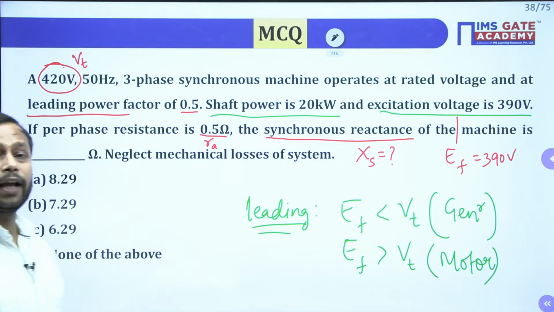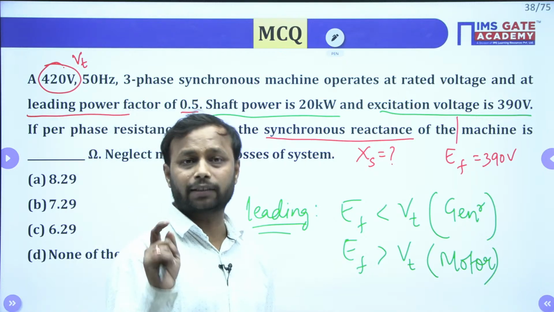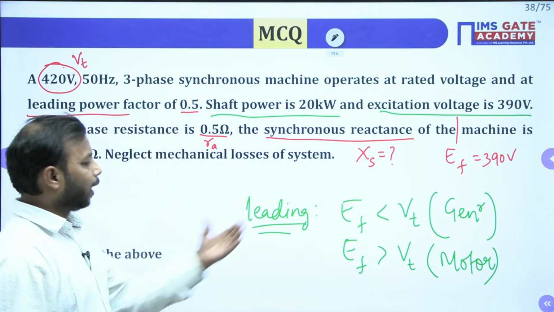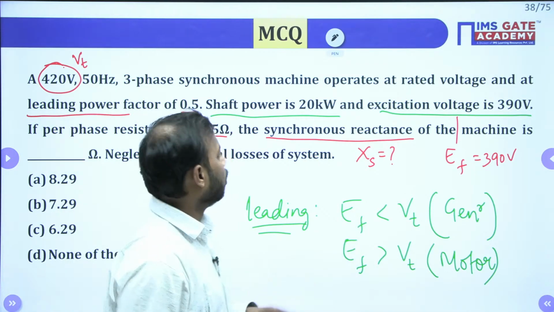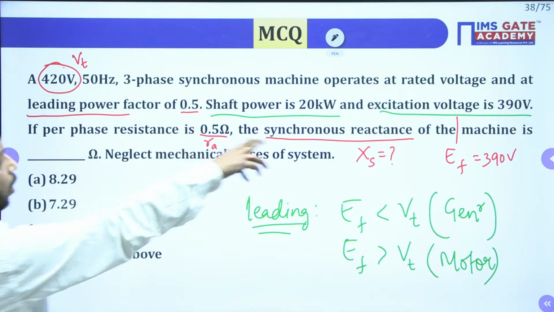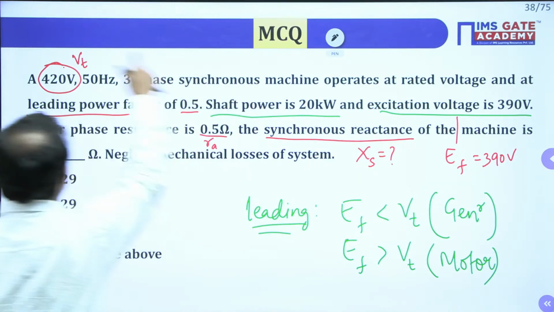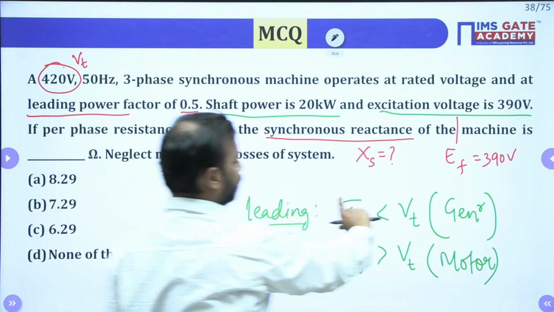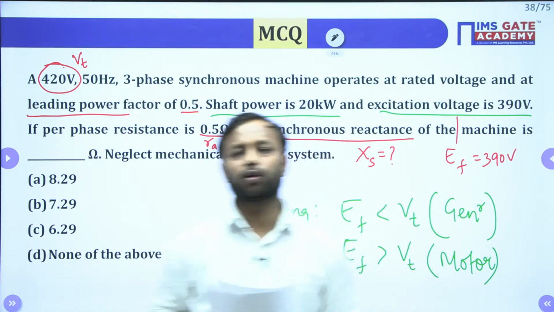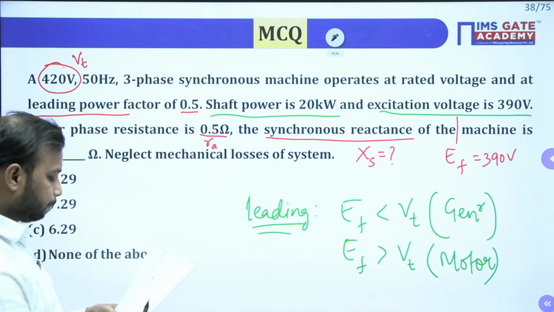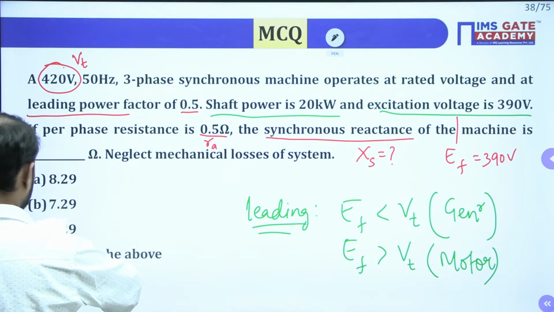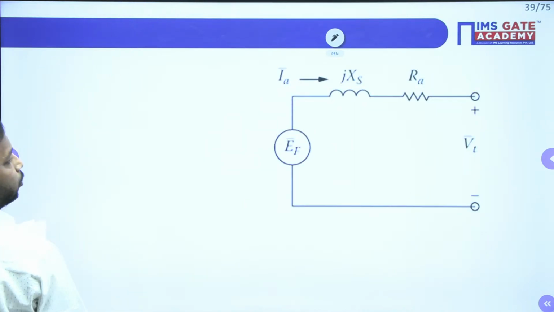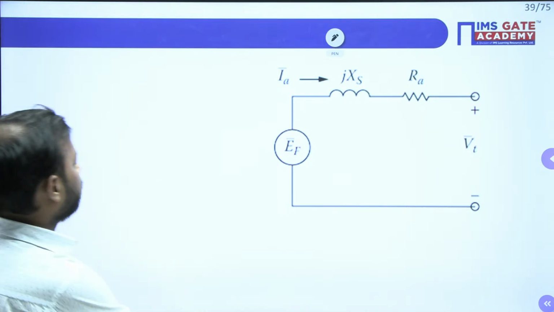This is from the armature reaction in the synchronous machine that we have discussed in the class. All right, at leading power factor, for the generator you have EF less than VT. So look at the problem. Your EF value is 390, VT is 420. So the first condition is satisfied. This means that this is a synchronous generator. Am I clear? All right. So how to calculate this? This is synchronous generator.